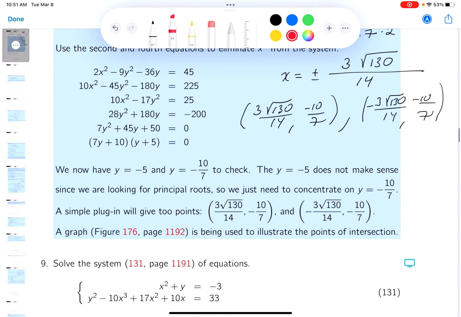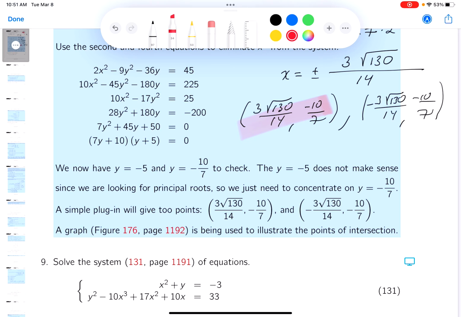Let's get the red ink out, see how we did. Did I get this? And did I get this? I did. We also brought a picture for you. And I also discounted minus 5 because it doesn't make any sense.